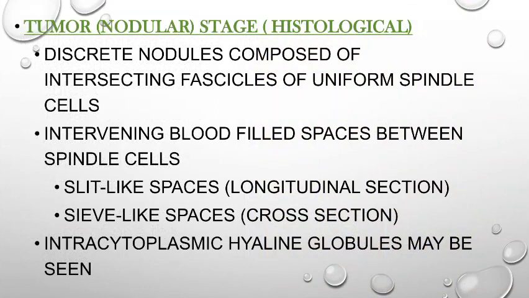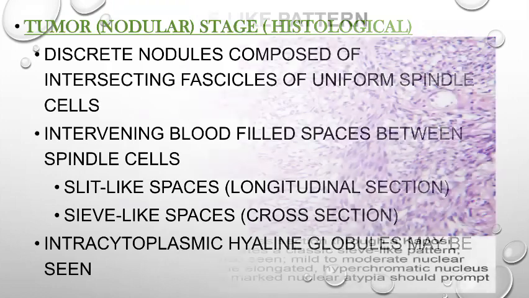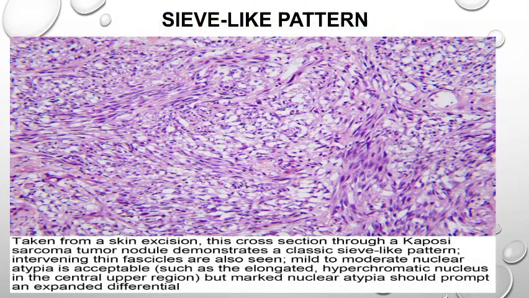Tumor or nodular stage. Discrete nodules composed of intersecting fascicles of uniform spindle cells. In this, we can see blood-filled spaces between spindle cells, such as slit-like spaces and sieve-like spaces. This slide depicts sieve-like pattern.